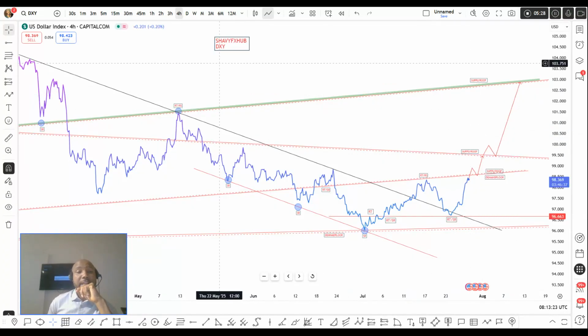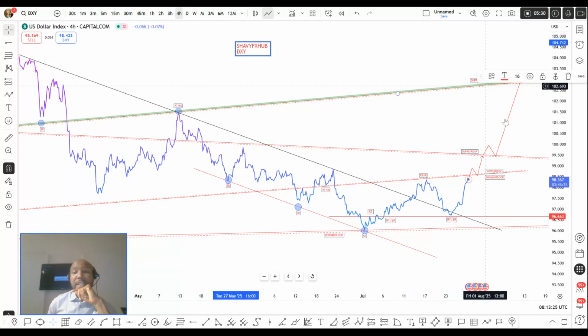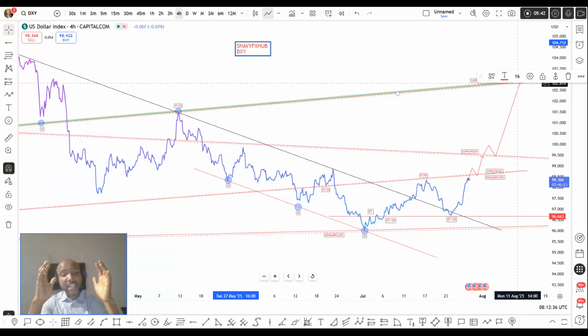So this is what I see, and at the moment I'm seeing a push into 103, 102 level. If we can clear 99, 100 level, if we clear 99, 100 level, we see dollar rebound into 103. As you start the day strong.